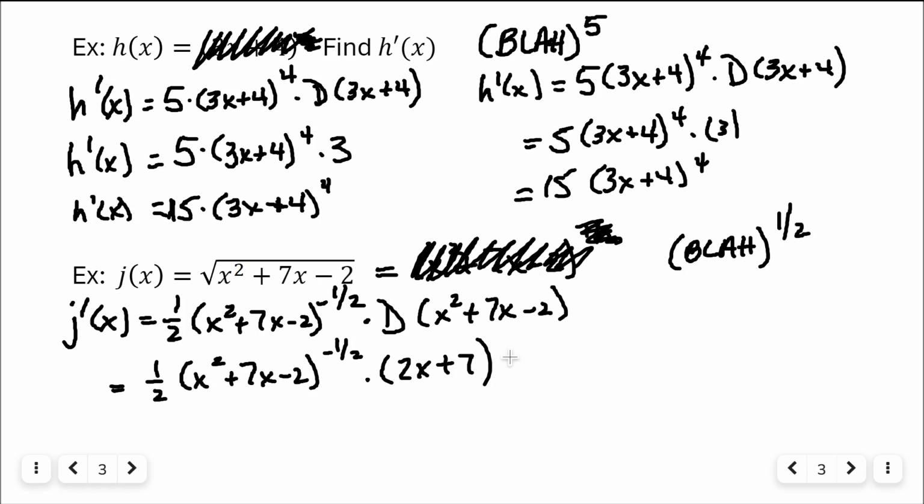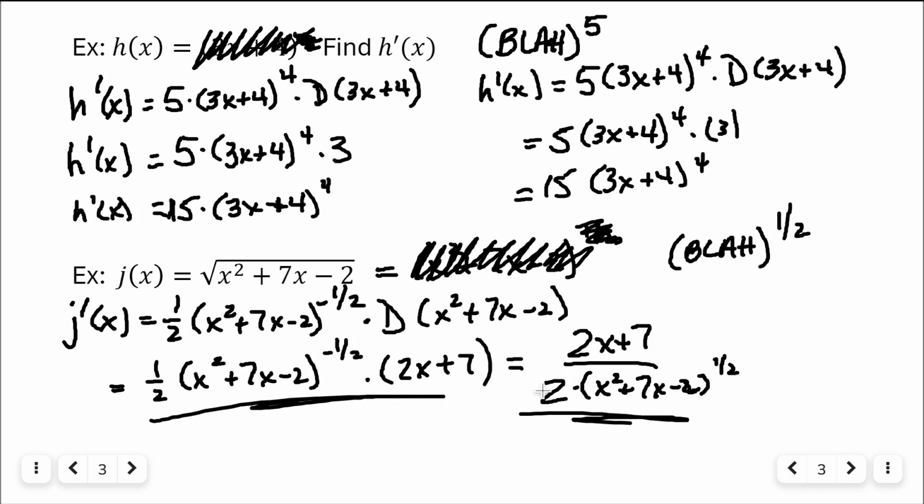So now you could clean this up a little bit, I guess. We could write the 2x plus 7 up top. Underneath is the 2. And then the (x squared plus 7x minus 2) to the half is under there. Could rewrite that. And that's the correct answer. It's done. This is the correct answer. So is this. Okay? We've derived everything. All right. Let's keep going.